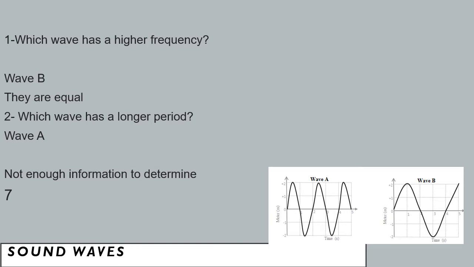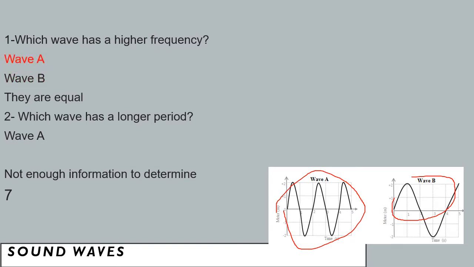So if you look at the figure for number one, you have the amplitude in meters on the y-axis, and time on the x-axis. As you see in this wave, there are more cycles per unit time than in this one. So the frequency here is greater than the frequency here. More cycles per time. So which one has a higher frequency? It's wave A.